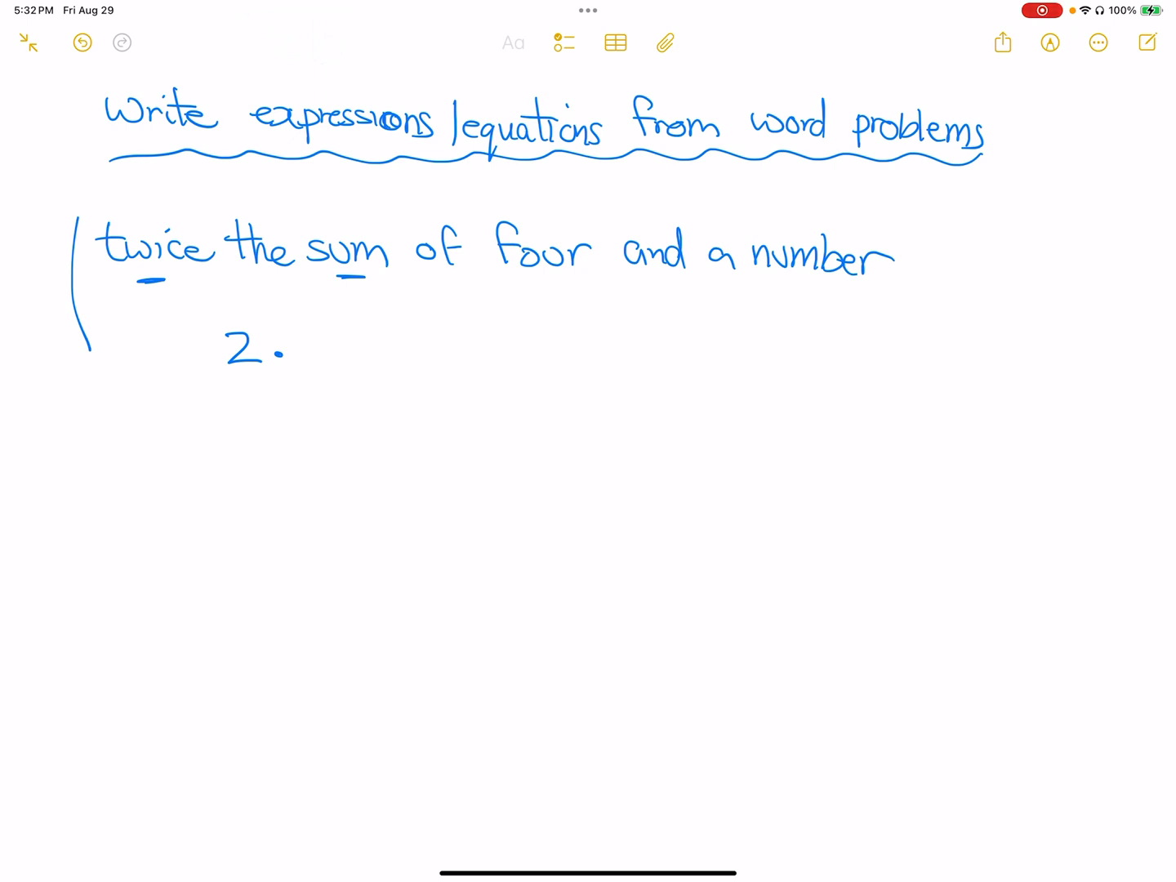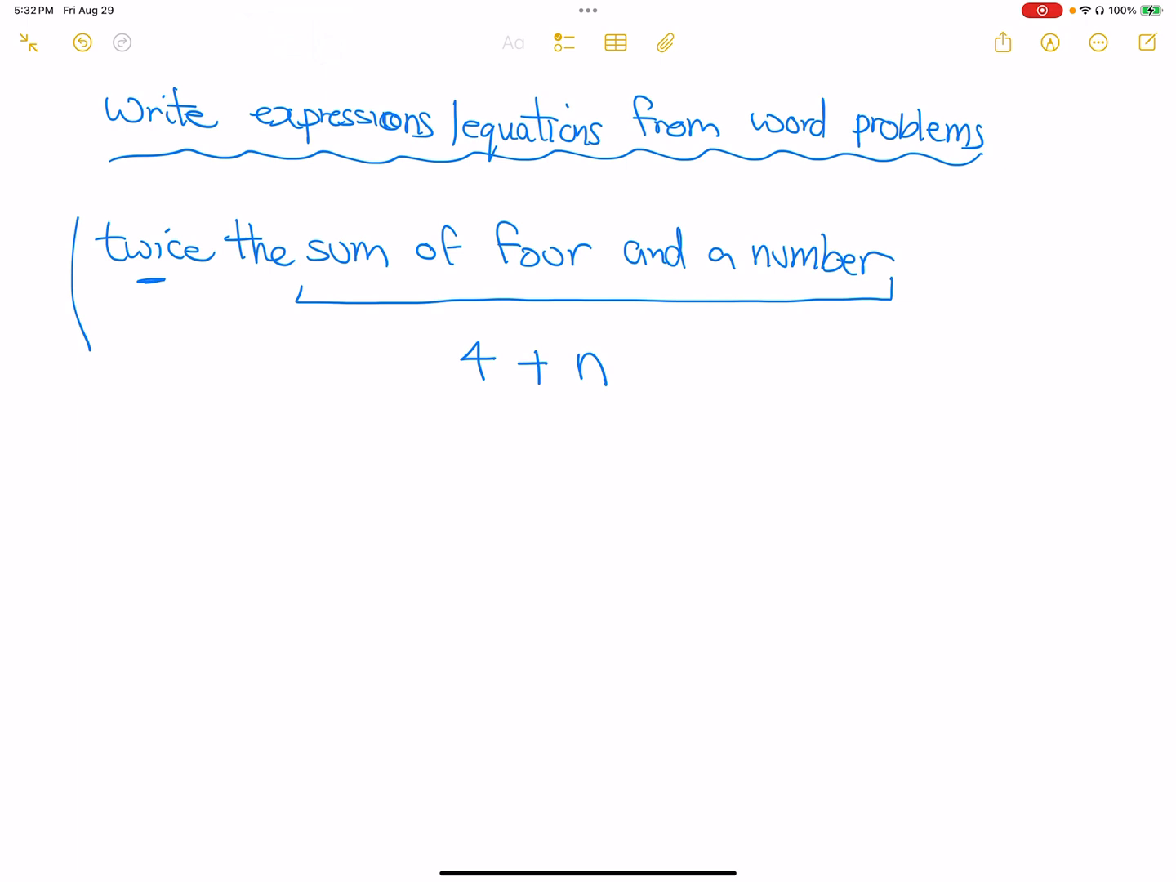So first things we do, we start from inside and work our way out. So we're talking the sum. So if you want to break it down, we're talking the sum of 4 and a number. Now, what could that number be? Let's call it whatever we want. If you're not given, you just assume a variable. Let's say n. So this right now, 4 plus n is the sum of 4 and a number.